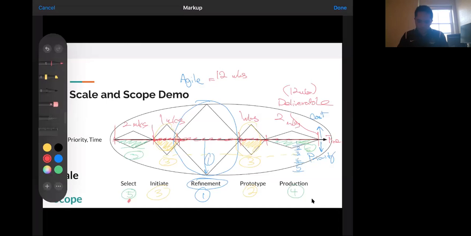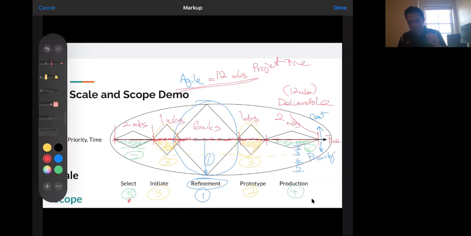There you go. So to kind of backtrack here, we have 12 weeks given an agile. So that's our total allotted project time. We've then estimated that for selection and production, it's going to take 2 weeks each. And we've also said that for initiation and prototyping, we'll take 1 week each. So we've already lost 6 weeks. So this means we've allotted ourselves 6 weeks for refinement, right?